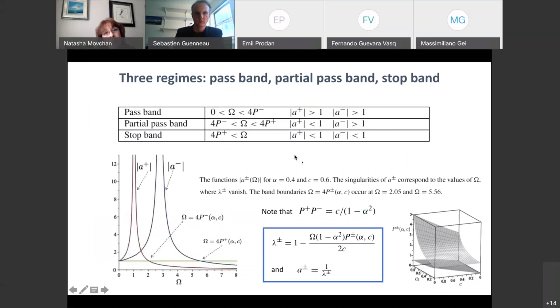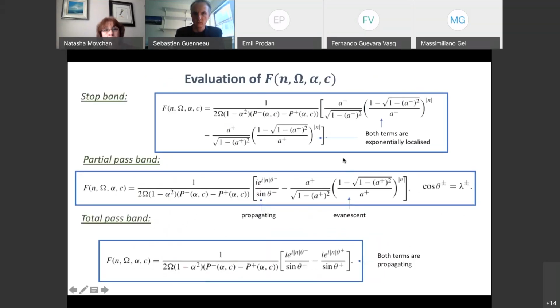Now, we can rephrase this in terms of the bands for passband, partial passband, and stop band in terms of the quantity capital omega, which is in fact little omega squared. And it will be a function of these quantities A plus and minus, and will be given by whether they are bigger or smaller than 1.